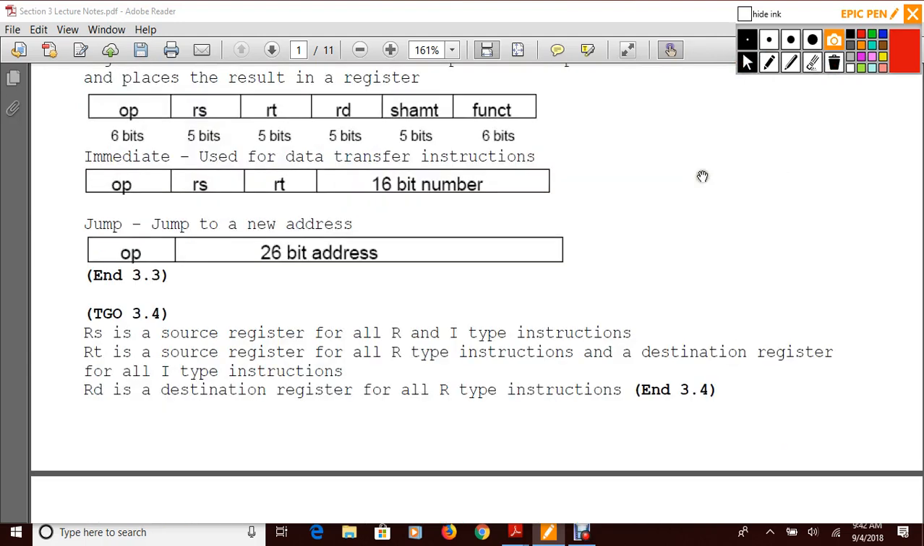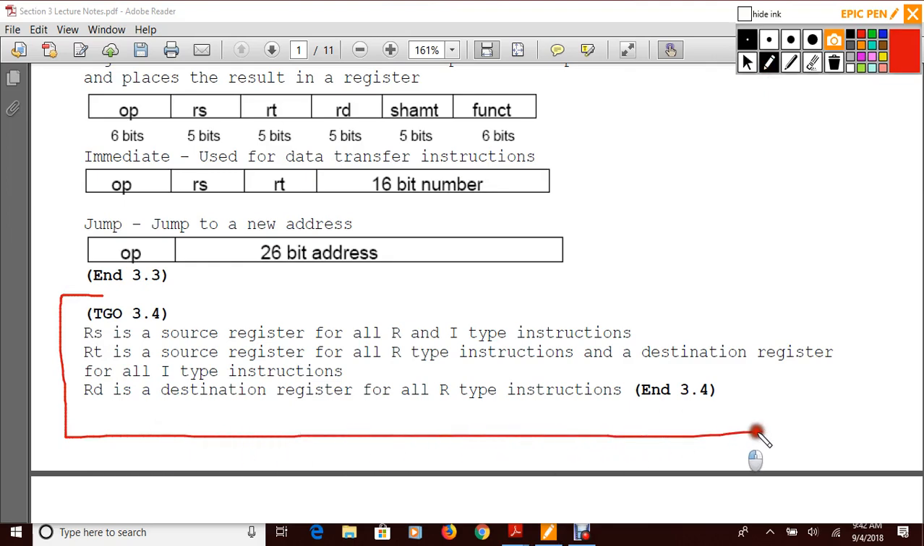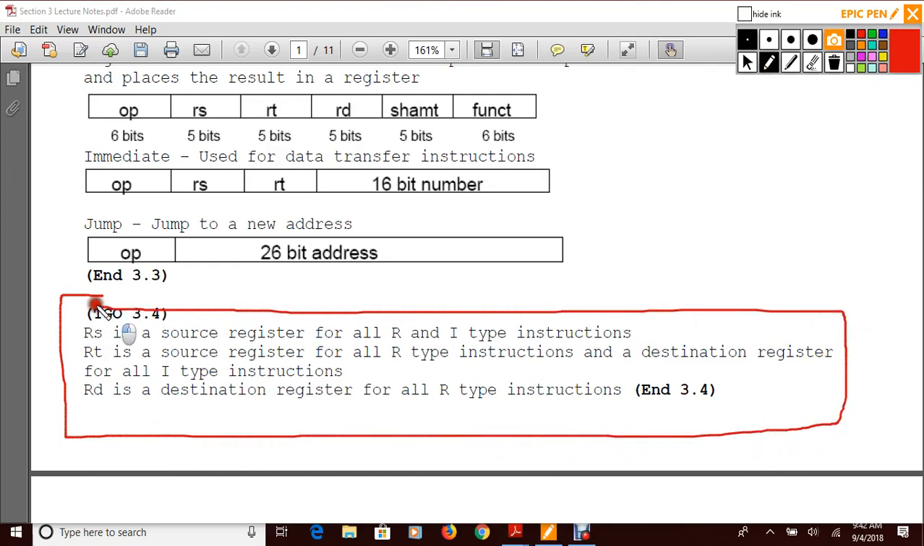So 3.4, I have found in the past that students tend to get confused by RS, RT, and RD, so I want to reiterate it a little more clearly here. RS is a source register for all R-type and I-type instructions, right? So RS is going to tell me where I need to get something to perform an operation on. RT is a source register for all R-type instructions and a destination register for I-type instructions.